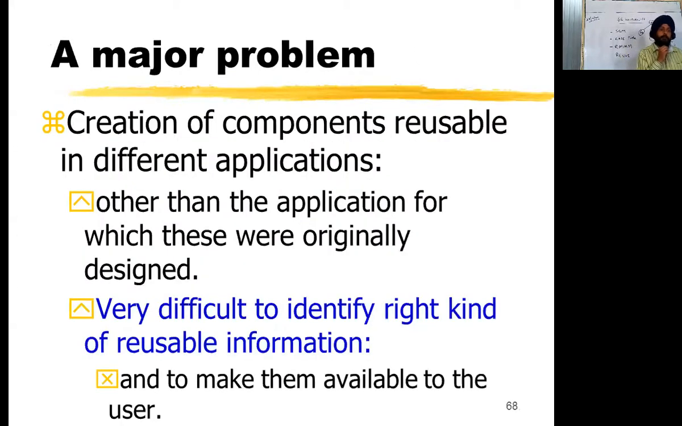So a major problem of reuse up till now was the creation of components reusable in different applications, other than the applications for which they were originally designed. Earlier, components were designed in a particular manner and they were suited only to the particular product or the particular phase. But now there is a change in developing things. While developing a thing, we keep in mind that we should make a product in such a flexible way that it can be reused in coming products also. Next.